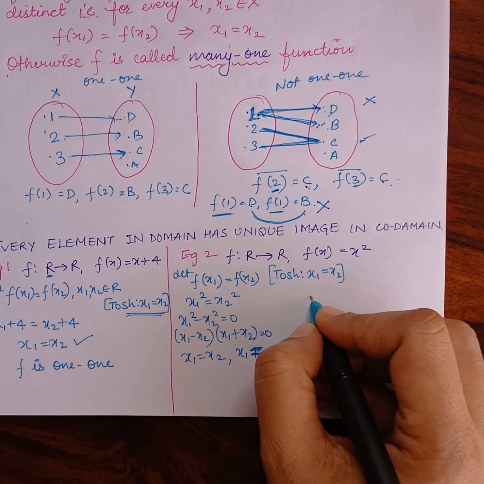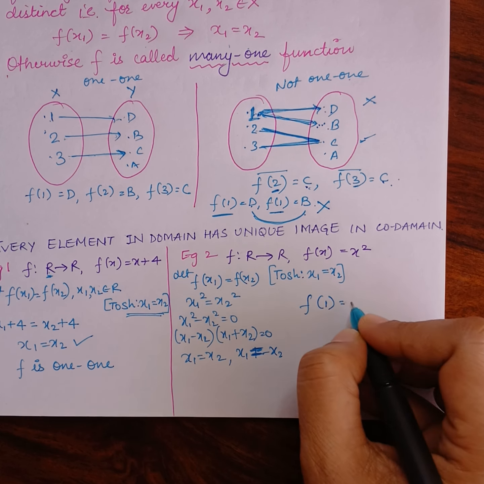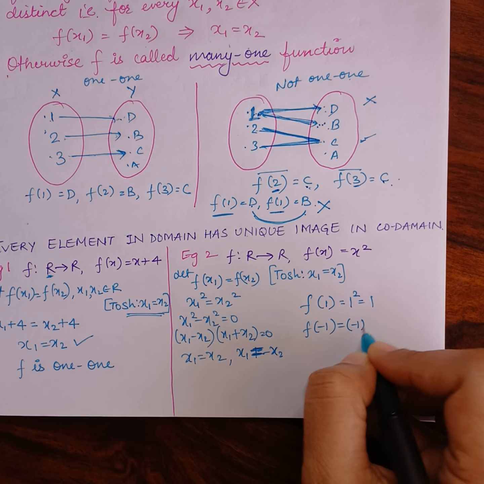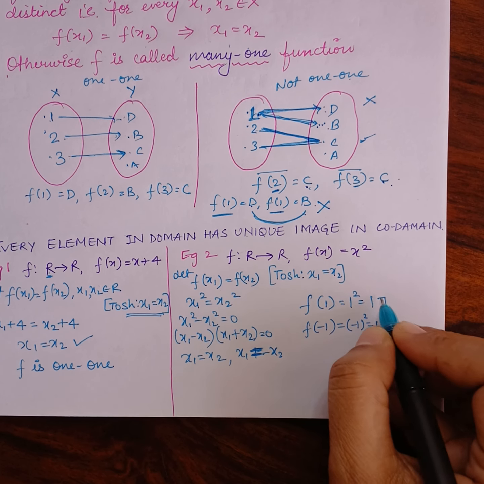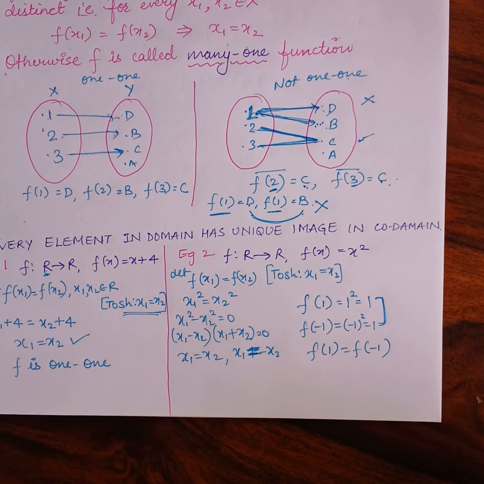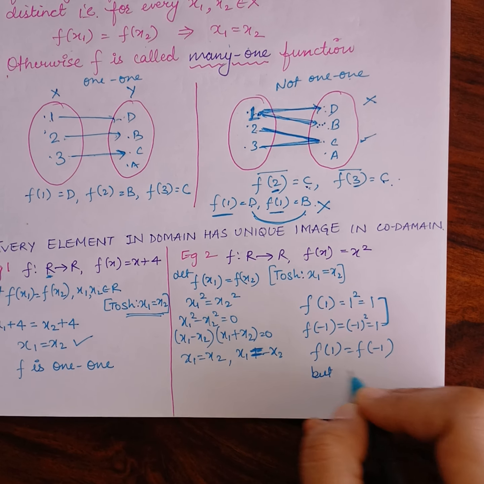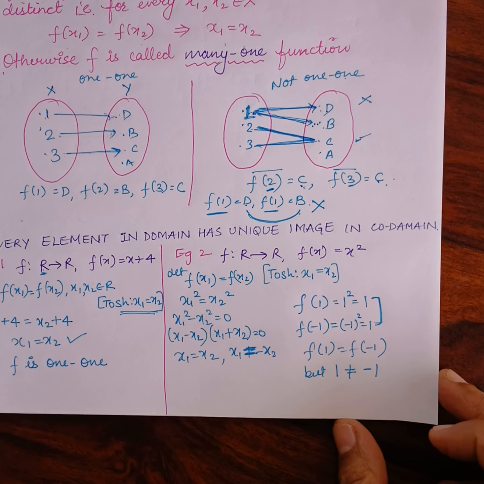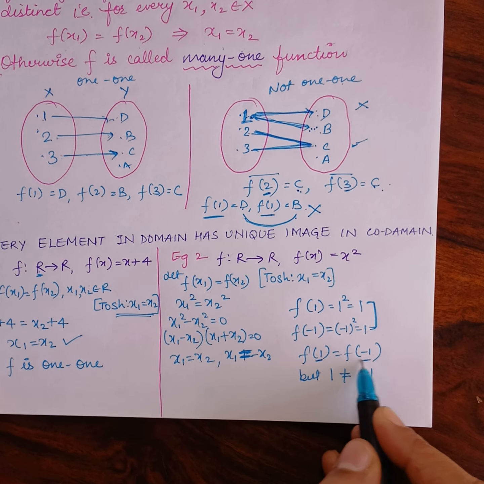Like I have f of 1 is 1 square, which is 1. F of minus 1 is minus 1 square, which is 1. Now I can see that these two values are equal, that is f of 1 is equal to f of minus 1, right? But 1 is not equal to minus 1, right? These elements should also be equal.